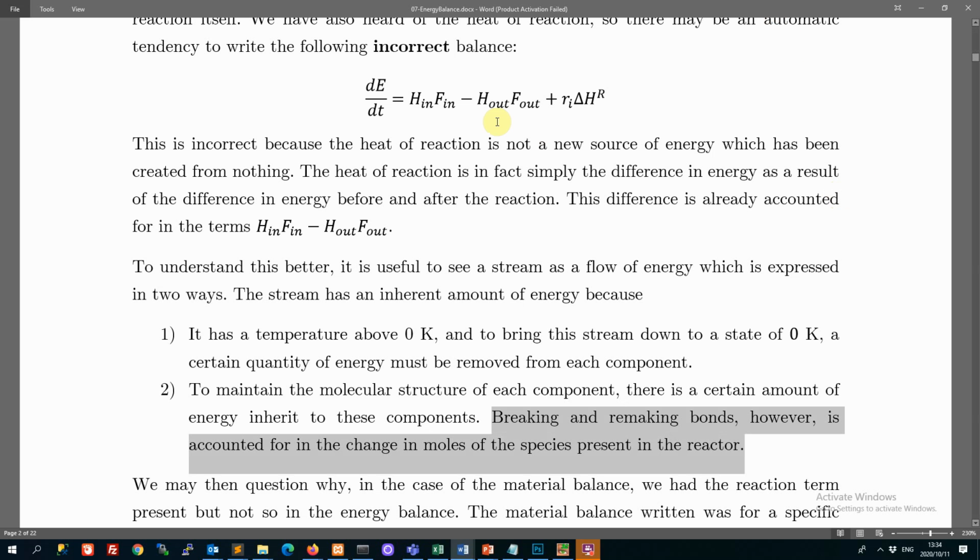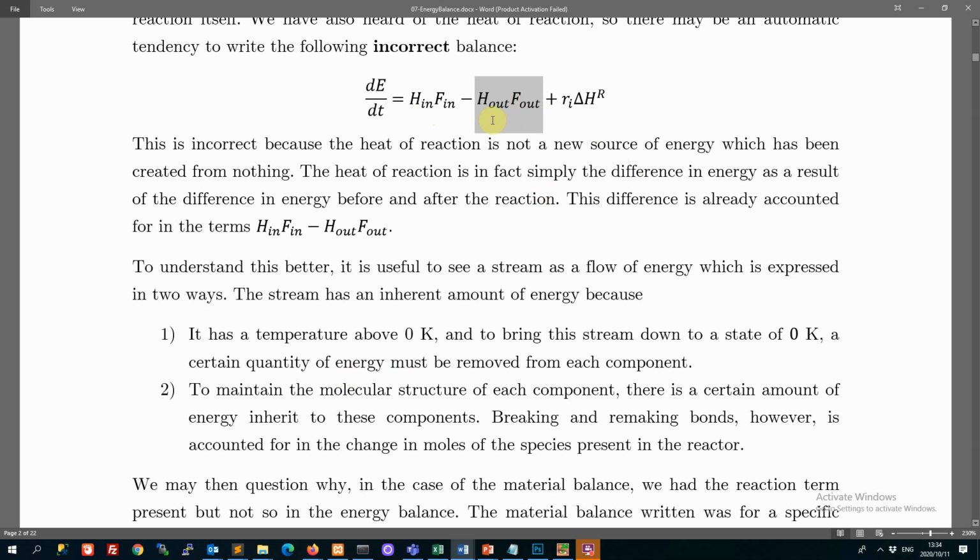However, you've already accounted for that. So when you look at what's leaving the reaction space, you do have a different number of moles flowing through there. So if, let's say, the product has a higher energy than the reactant, then you will find a higher molar flow rate of the product out here. And then when you multiply by its enthalpy, that will tell you what this new energy is that's leaving the space.